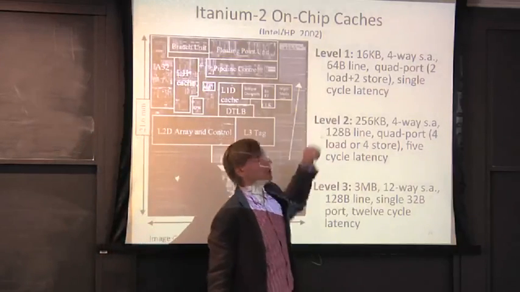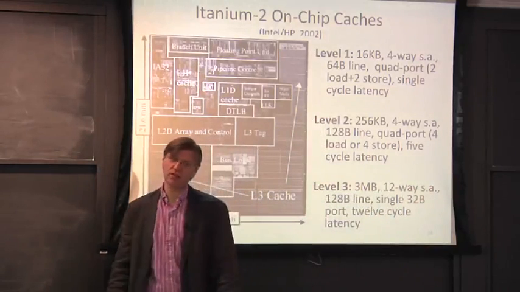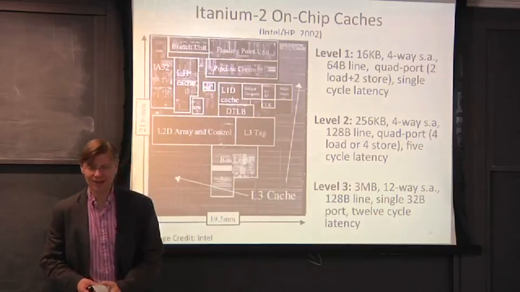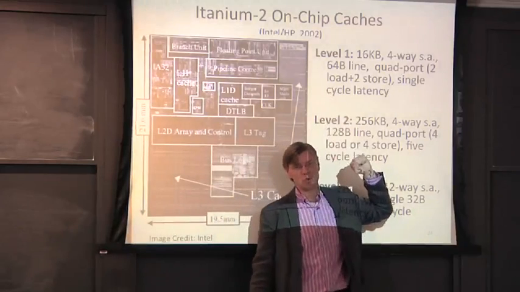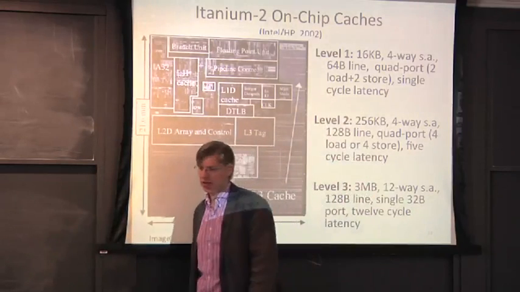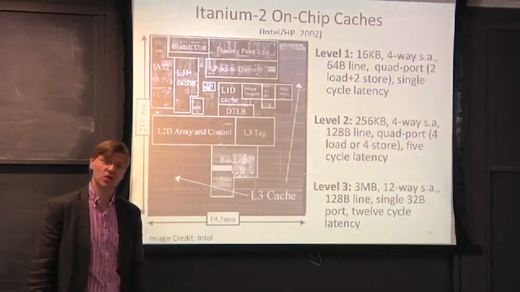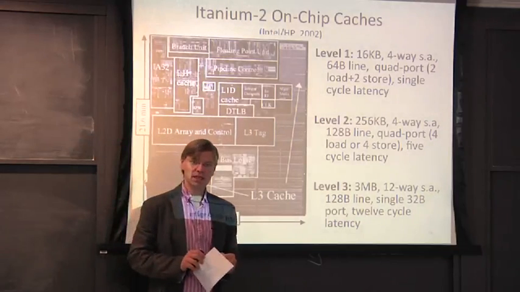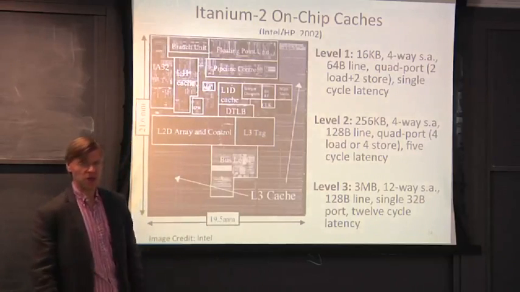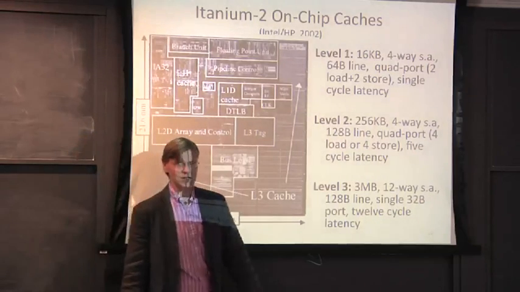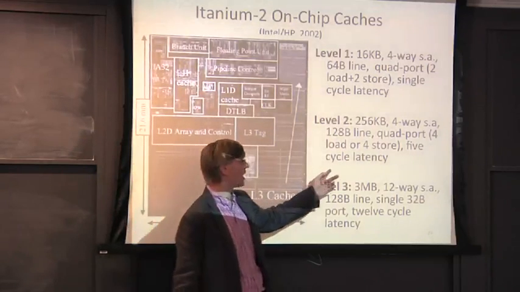So we have a level 1 cache, small, 16 kilobytes, 4-way set associative, 64-byte line size. It's heavily ported. They can do a lot of loads and stores at the same time here. So it has 2 loads and 2 stores concurrently. And it's fast, single cycle access. So 16 kilobytes is relatively small by today's standards. In 2002, that was probably a little bit on the large side. This was a large processor, but in 2013 time, that's not that big for a level 1 cache.